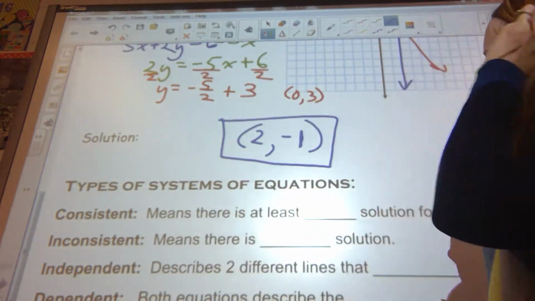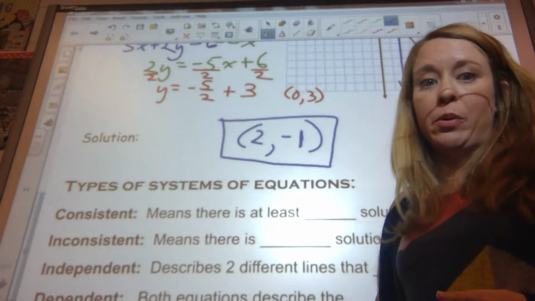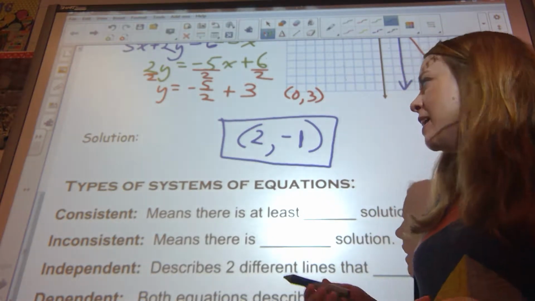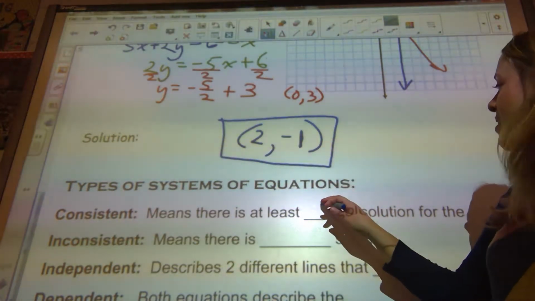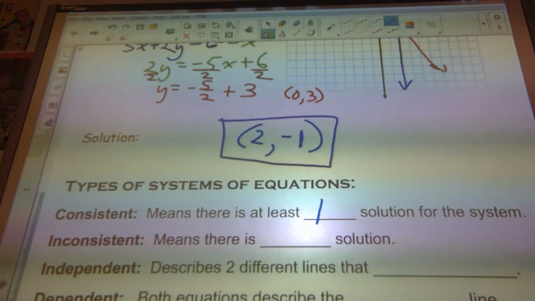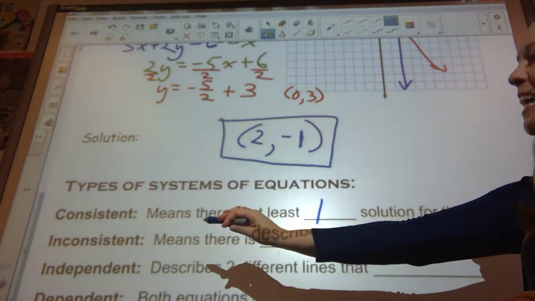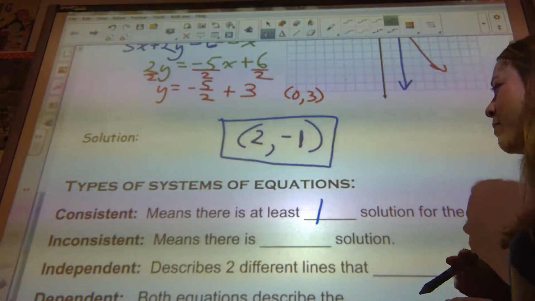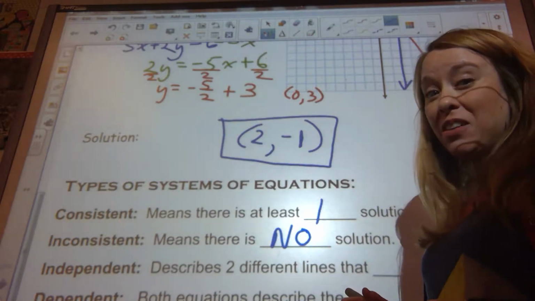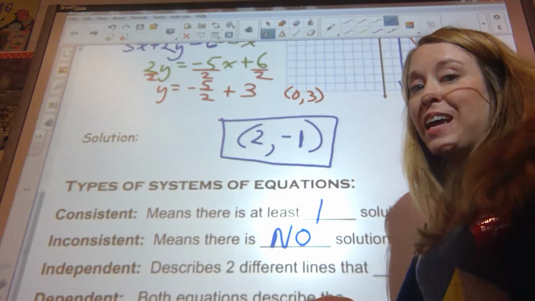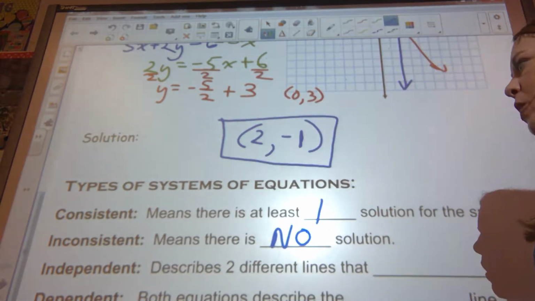All right, so we have different types of systems of equations. So you're going to have to know how to label these systems. If it's consistent, that means that there is at least one solution for the system. We call that a consistent system of equations. An inconsistent system means that there is no solution. So if you had two parallel lines, would they ever intersect? No, that would be an inconsistent system.